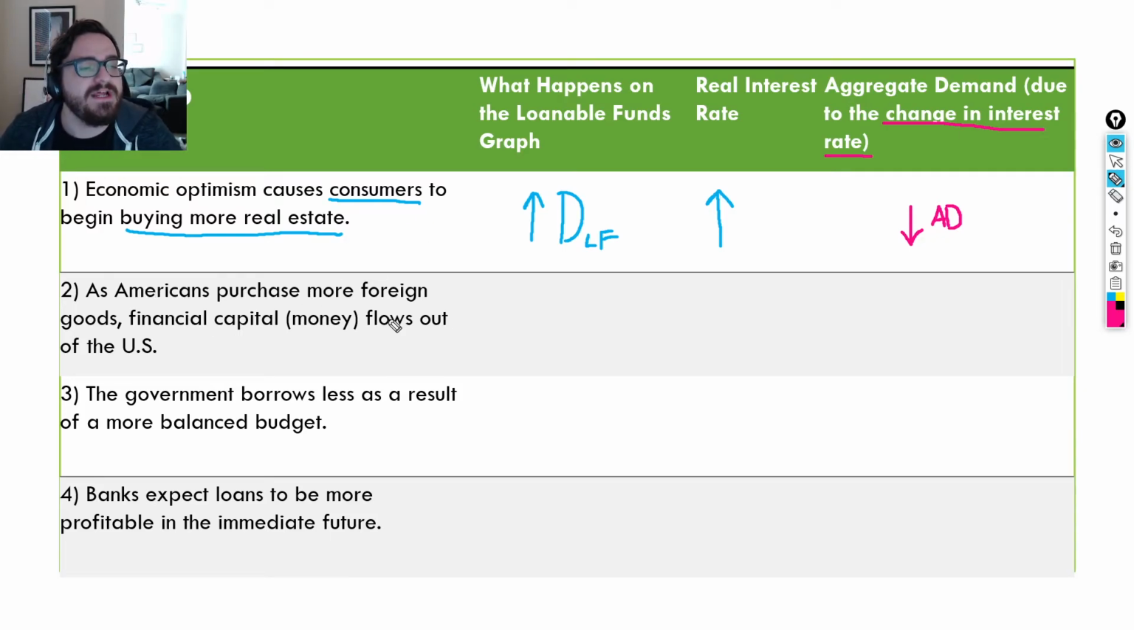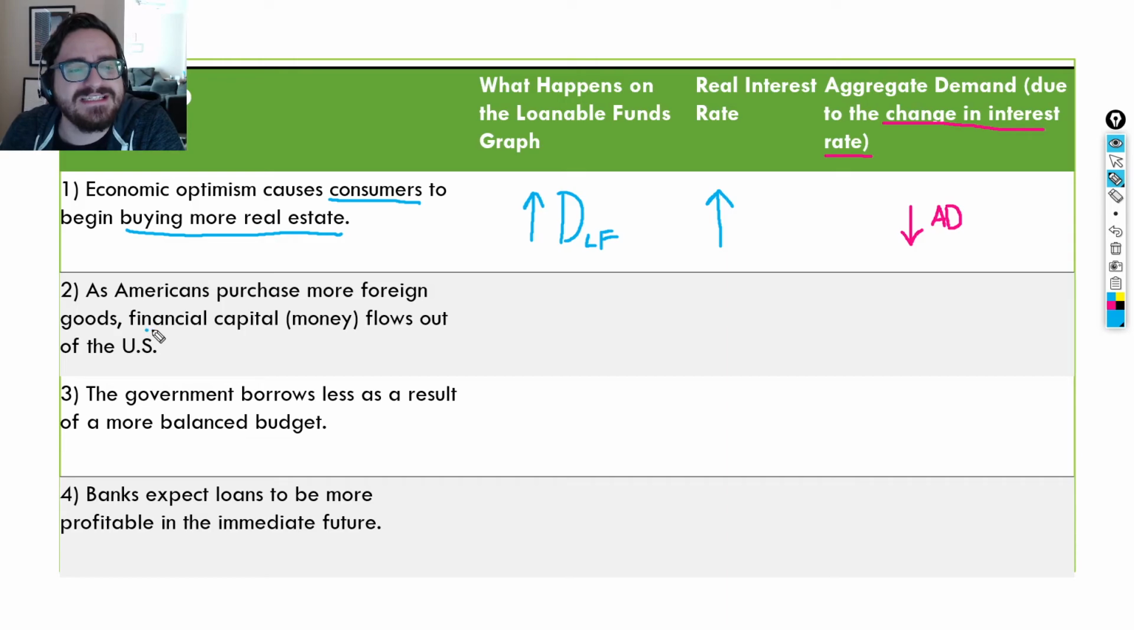Okay. 2, as Americans purchase more foreign goods, financial capital, money, flows out of the United States. So money is leaving our economy is what's happening in 2. Lenders or borrowers? While this is still a purchasing thing, foreign goods aren't a thing that I typically need a loan for. Buying an imported good from China isn't something I typically have to borrow money to do, so that's not really a borrower thing.